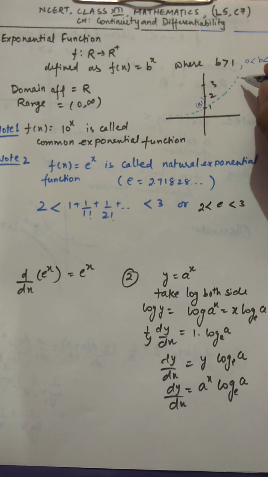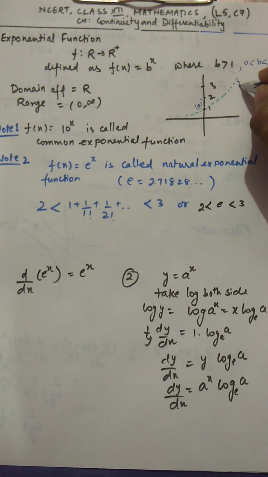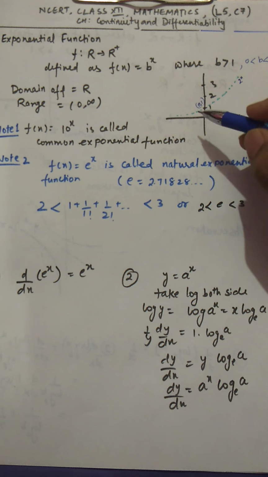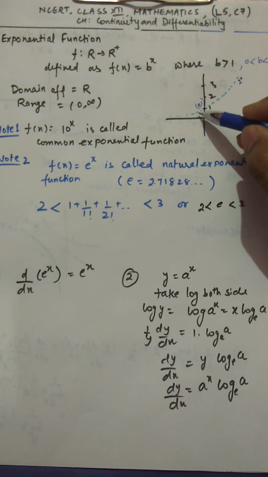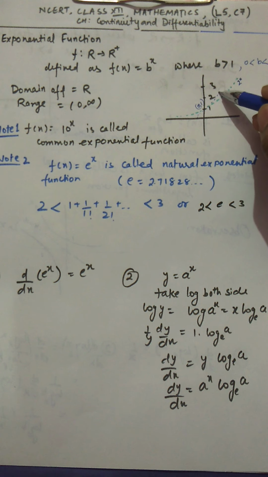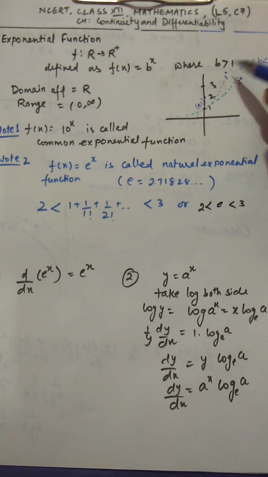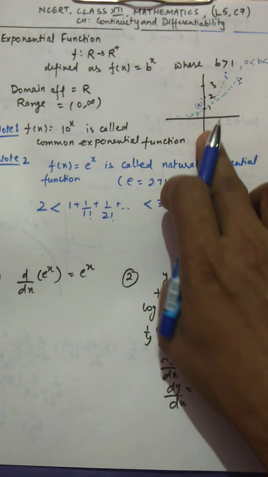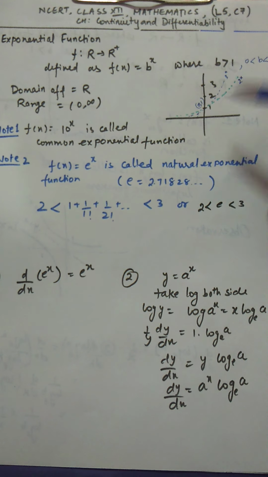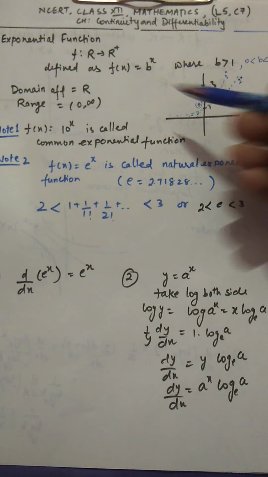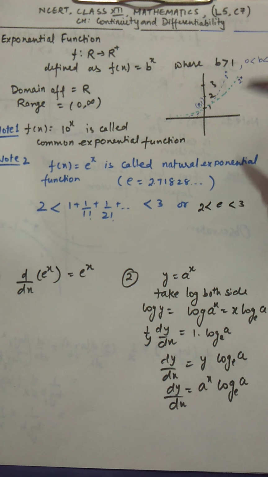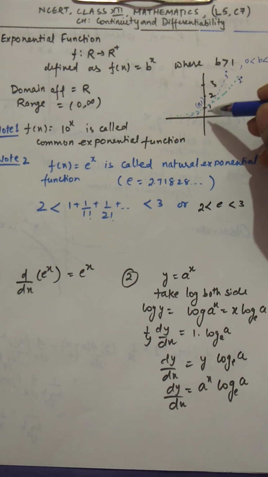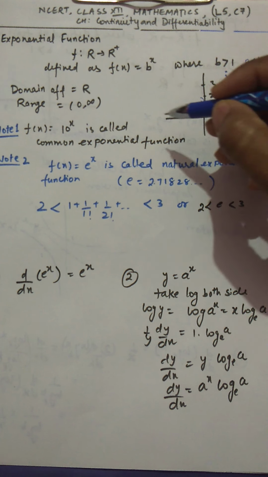This is for example 2^x, and if you take 3^x, it will go steeper this way, and it will come closer to the x-axis. And if you take b equal to 10, it will go even faster upward, and will be very close to the x-axis.